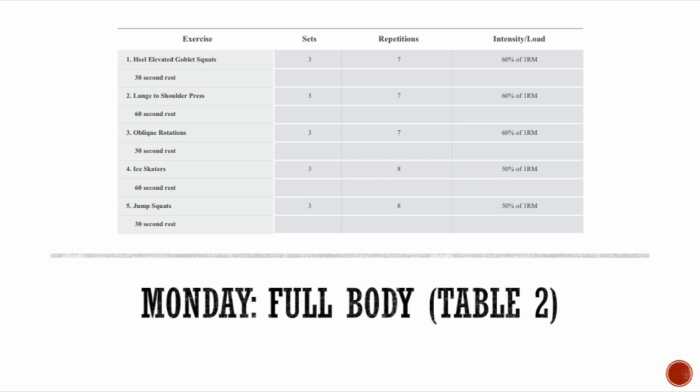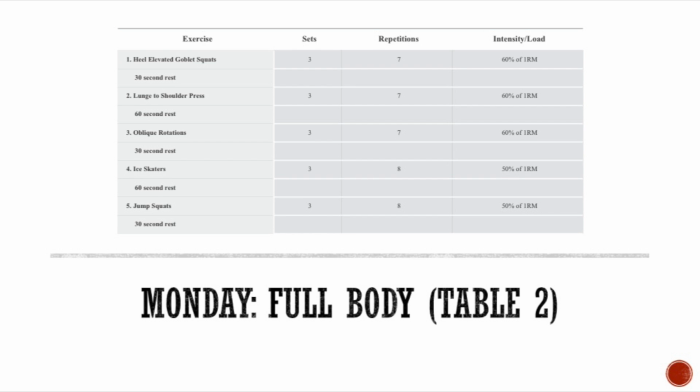For one, I chose heel elevated goblet squats. The reason why I chose those was to enhance the calves. The elevation of heels may shift the center of mass anteriorly, where the calf requires activation to control balance and stabilization during the squat performance. Second, lunge to shoulder press.